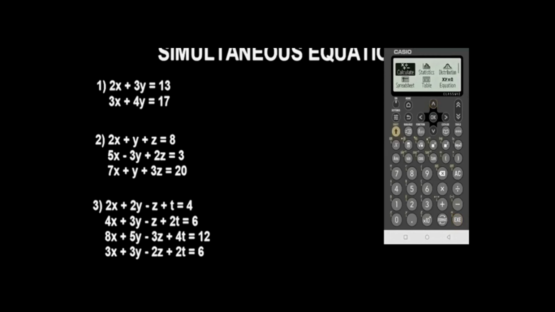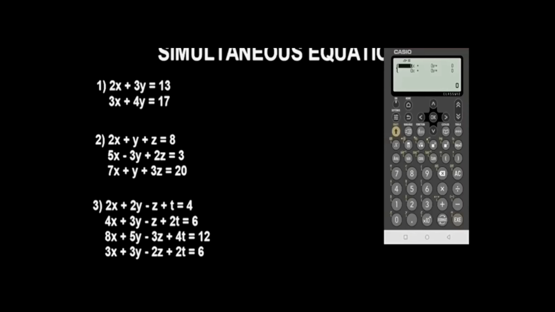So we want to solve systems of equations or simultaneous equations. So you navigate to this place, we have equation. So when you get here, press execute. So the first option there is simultaneous equation, press execute. So we are beginning with 2 variables, that's 2 unknowns. Let's press execute for 2 unknowns.